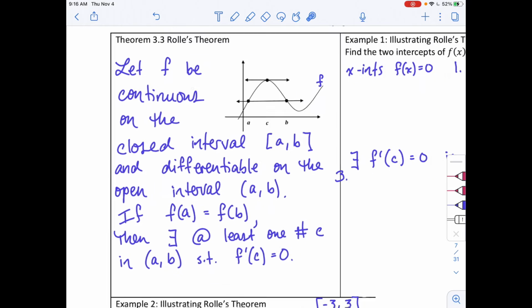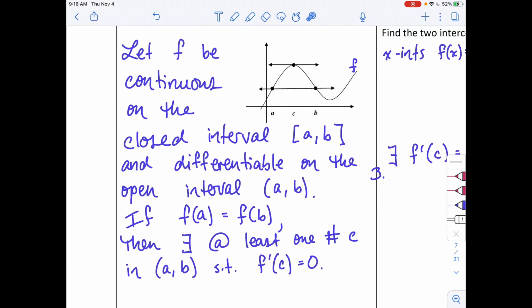All right, so if f is continuous, one, continuous, and two, it has to be continuous on the closed interval and differentiable on the open, okay? So continuous on the closed, differentiable on the open. Commit that to memory. You need to have this theorem memorized, all right? If on that interval a to b, we have f of a equal to f of b.